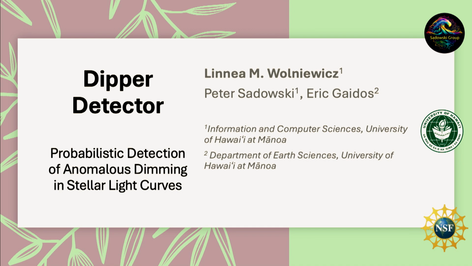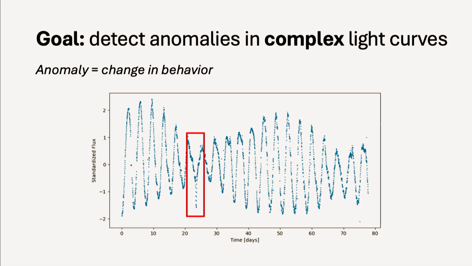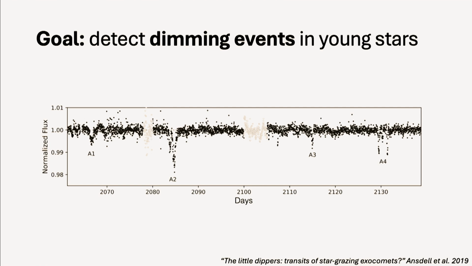Hi, so I'm Linnea Wolniewicz, and I'll be talking today about our work titled Dipper Detector, Probabilistic Detection of Anomalous Dimming in Stellar Light Curves. The goal of this work on a broad scale is to detect anomalies in stellar light curves, where a light curve is just defined as a star's brightness plotted over time. But specifically, we're interested in detecting anomalies in light curves with very complex behavior. In this case, we define an anomaly as a change in this behavior, such as what I've injected here in the red rectangle. In particular, the anomalies we're interested in are dimming events that occur in young stars.